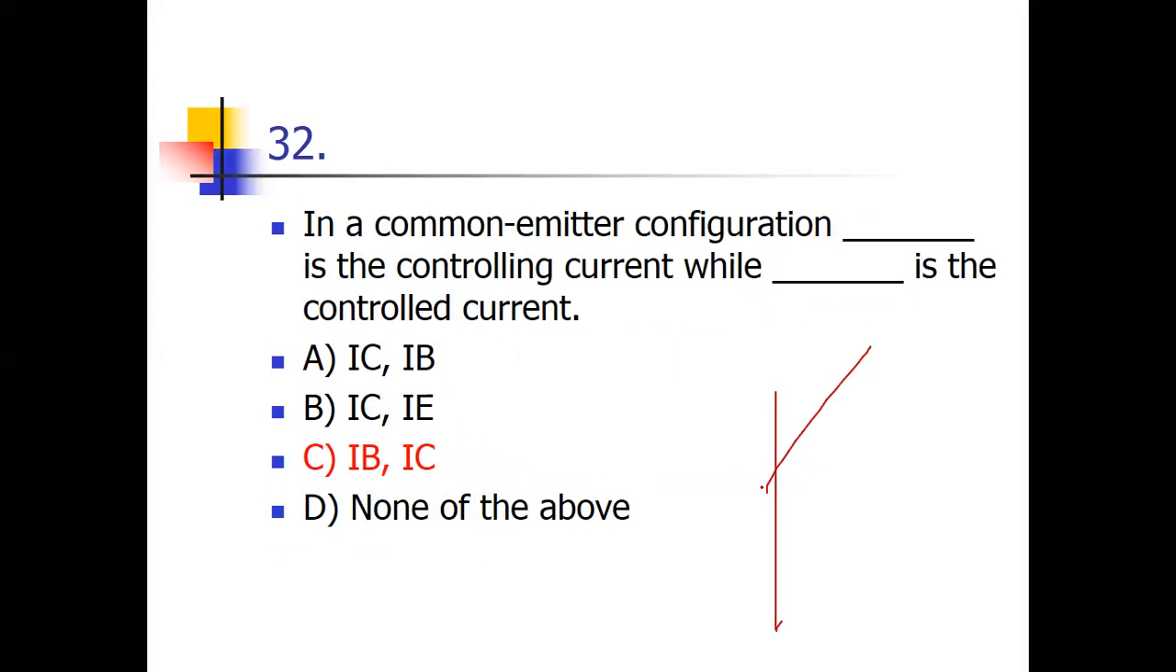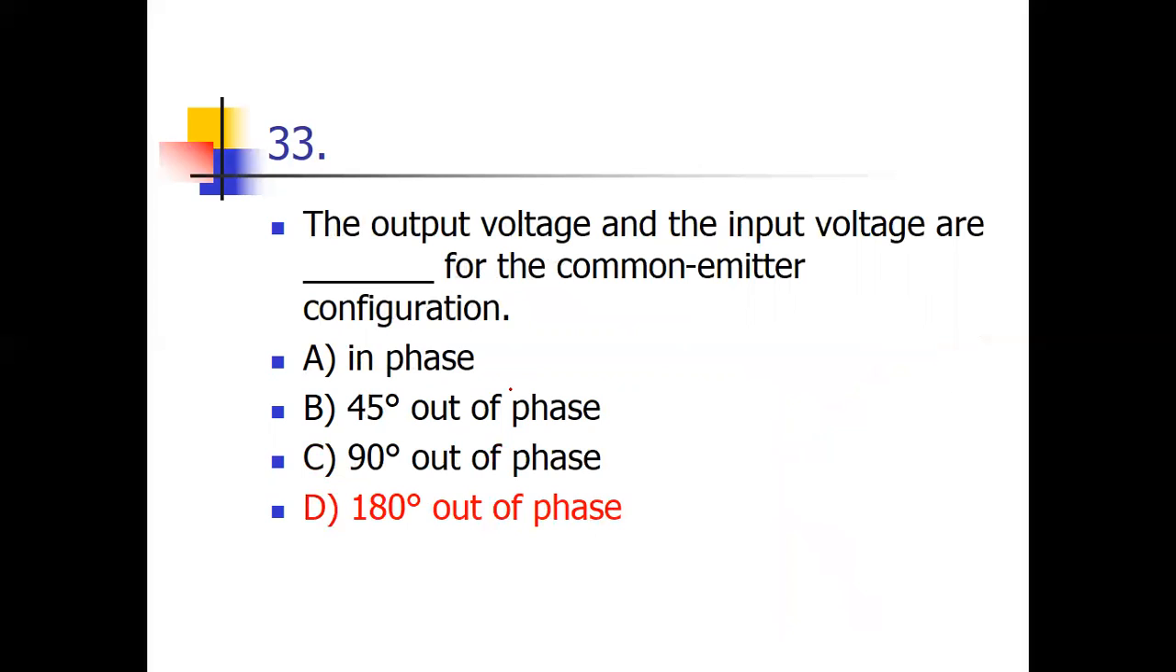The common emitter configuration: common emitter means the emitter is grounded. So what is the input terminal? Base. What is the output terminal? Collector, because the emitter is grounded. So input is base, output is collector. What is the controlling current? Base current. What is the controlled parameter? Collector current. So the answer is IB, IC. Output voltage, input voltage, common emitter.